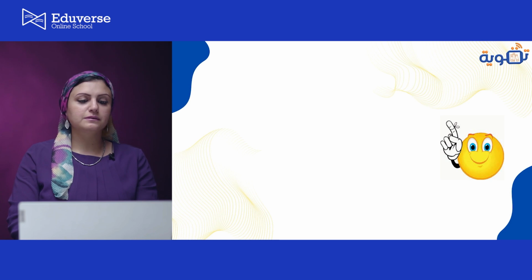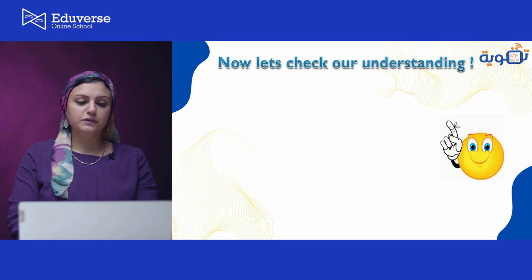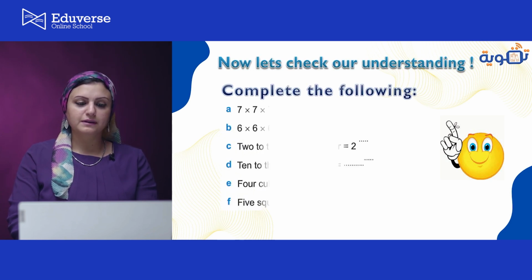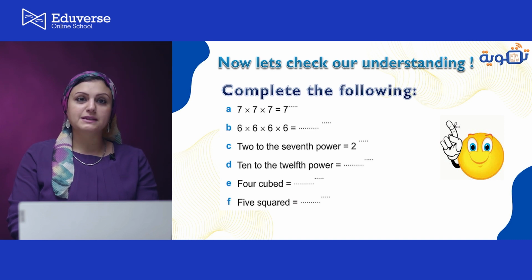Now, let's check our understanding. Complete the following. I have number A, 7 multiply 7 multiply 7. The repeated number here is 7. How many times is it repeated? 3 times. So, it's going to be 7 power 3 or 7 cubed. Number B, 6 times 6 times 6 times 6. We have here the base is 6 and the power is the number of repeated times, which is 4. So it's 6 power 4.